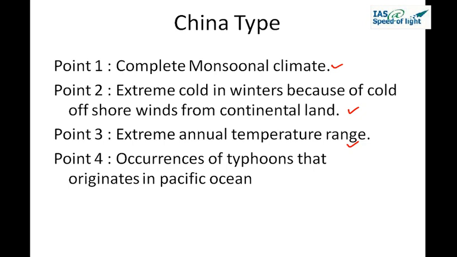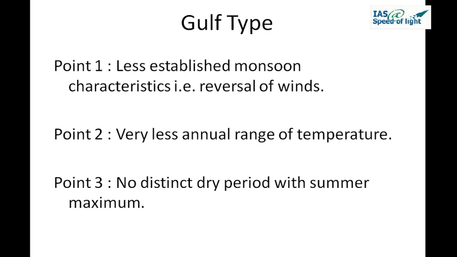Occurrence of typhoons that originate in the Pacific Ocean. So typhoons, what we have discussed, which happen in the South China Sea or the Pacific Ocean, actually affect most this particular area and also southern Japan. Gulf type, what we have seen with the North America part, bordering the Gulf of Mexico: less established monsoon characteristics, that is reversal of winds, very little annual range of temperature, no distinct dry period, again with summer maximum.